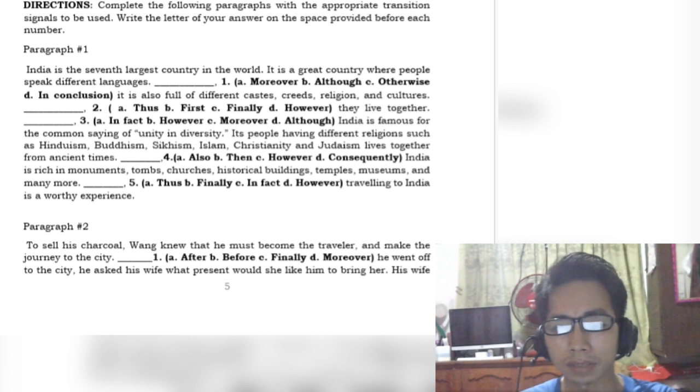All right? Next, first, I will steal. This is very easy, class, because there is a sequence: first, second, third, fourth. So first, I will steal the two cows. The transition signal used here is first. It signals the beginning or the sequence of the events, the beginning. Next, first I will steal the two cows, then you may eat the Brahman. So the word then here indicates what is the next action to be done.